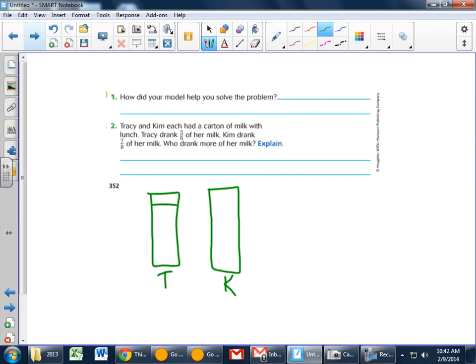So there's 1, 2, 3, 4, 5, 6. 1, 2, 3, 4, 5, 6, 7. Ooh, that is not an equivalent fraction, is it? Not going to be a good drawing. Let me throw that away. To break this into 8 pieces. 1, 2, 3, 4, 5, 6, 7, 8.